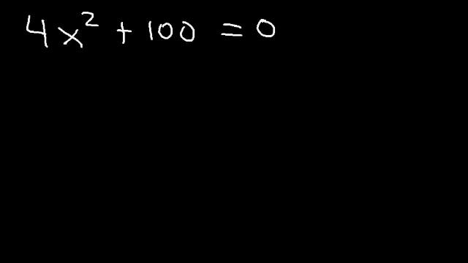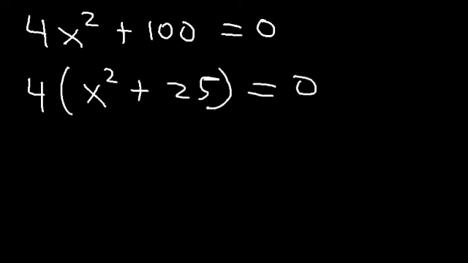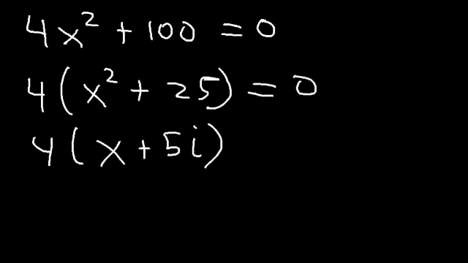So let's try another one. 4x squared plus 100 is equal to 0. Go ahead and work on that example. So let's take out the greatest common factor. 4x squared divided by 4 is x squared. 100 divided by 4 is 25. So to factor it, it's going to be x plus 5i, since the square root of 25 is 5, and x minus 5i.